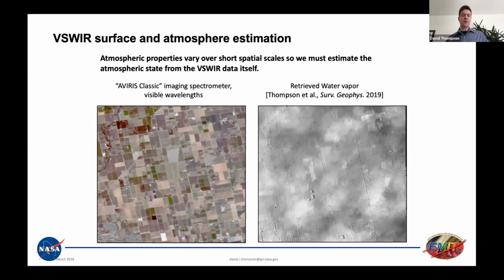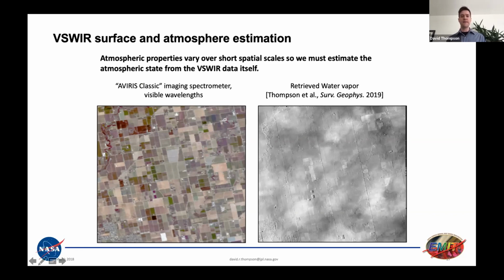So for atmospheric correction, although some missions are able to simply take those atmospheric terms from climatology or from other instruments, really with an imaging spectrometer, you can resolve quite small scale features in the atmosphere. So what this means is that we have to estimate those atmospheric constituents from the data itself.